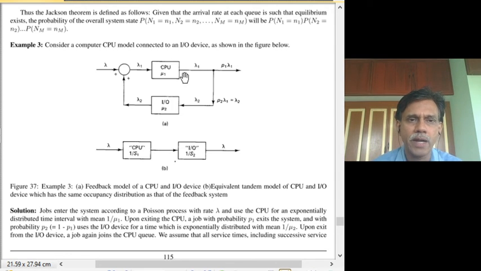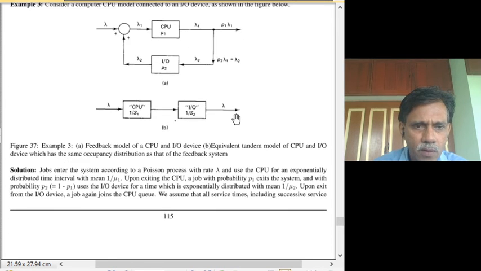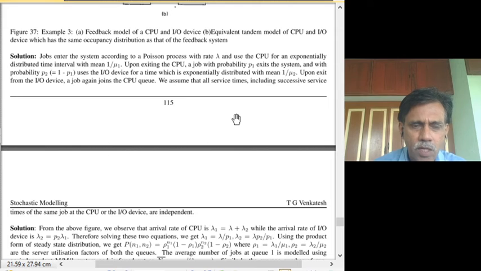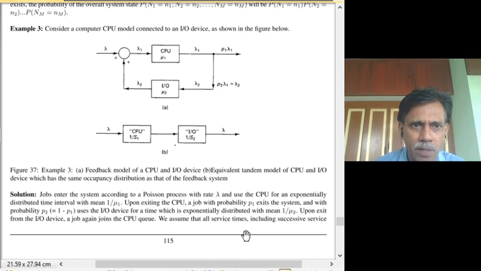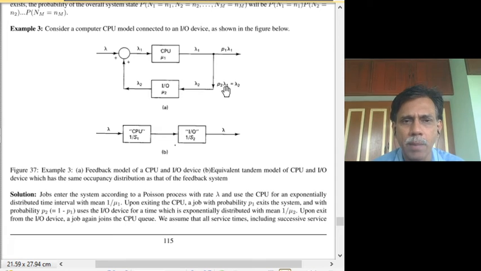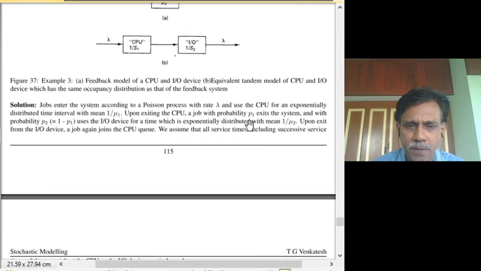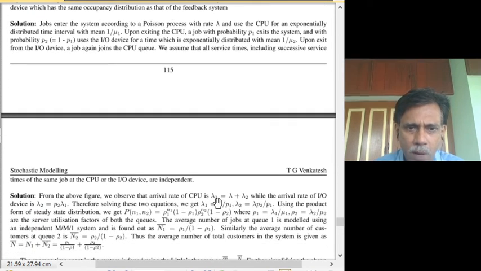So we can now write the following. First we can write lambda 1 is equal to lambda plus lambda 2, and lambda 2 is equal to P2 lambda 1. These are the two things we will take. So lambda 1 is equal to lambda plus lambda 2 and lambda 2 is equal to P2 into lambda 1.